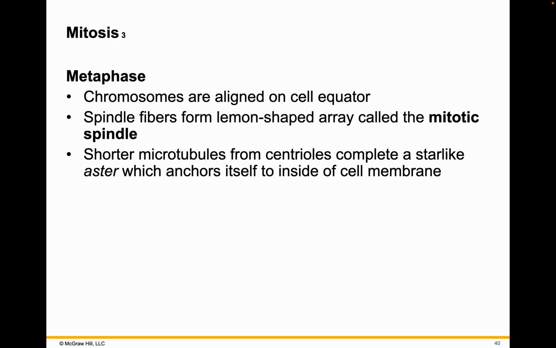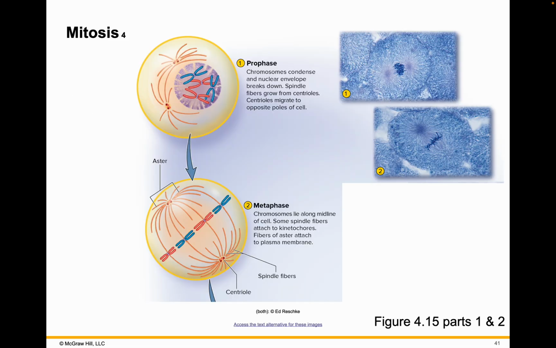In metaphase, the chromosomes align along a line, an equator, generally around the middle of the cell. Spindle fibers will form a lemon-shaped array called the mitotic spindle. Shorter microtubules from the centrioles complete a star-like aster which anchors itself to the inside of the cell membrane, and you will have one of these on each side. So the chromosomes have lined up in the middle for metaphase. They were prepared in prophase, lined up in the middle in metaphase.